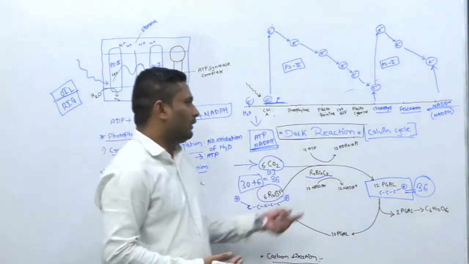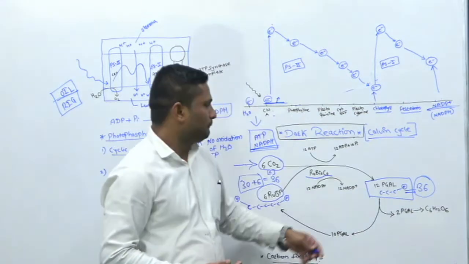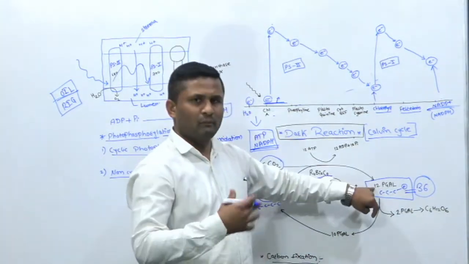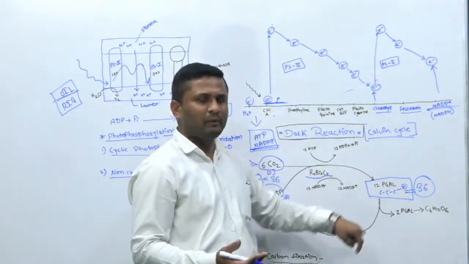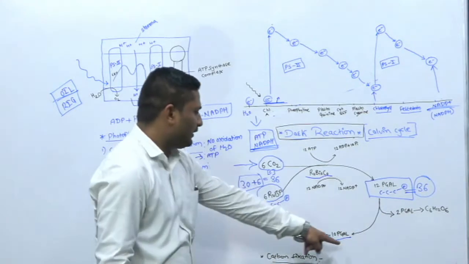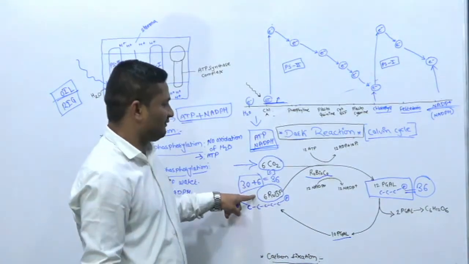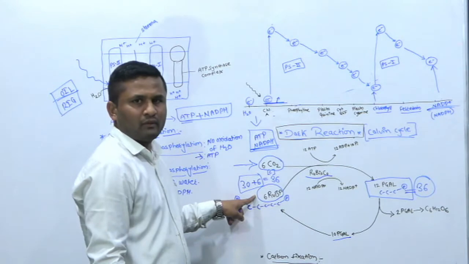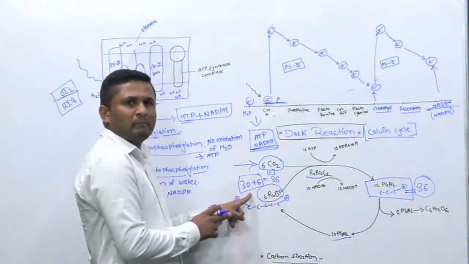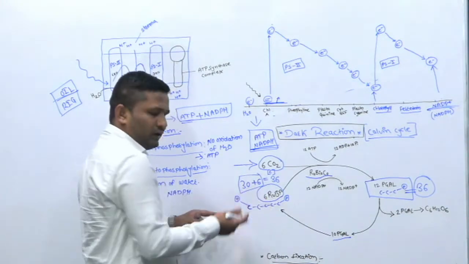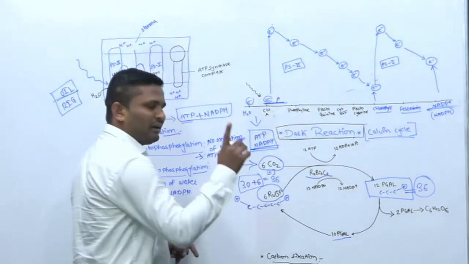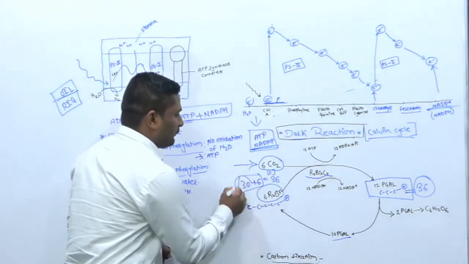Now next, what will happen here? From this 12 PGAL molecules or 12 G3P molecules, 10 G3P or 10 PGAL molecules will again go back to make 6 molecules of RuBP. Remember, RuBP is a 5 carbon compound. In order to resynthesize 6 molecules of RuBP, how many carbons will be required? 30 carbons will be required.